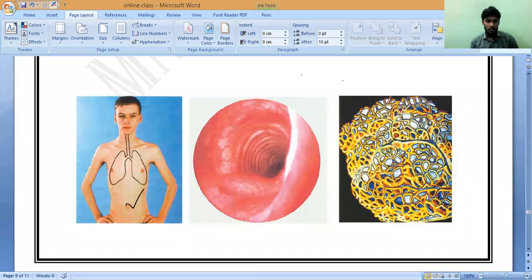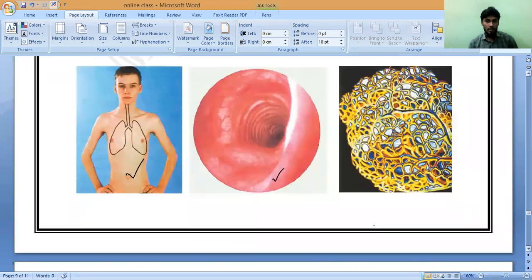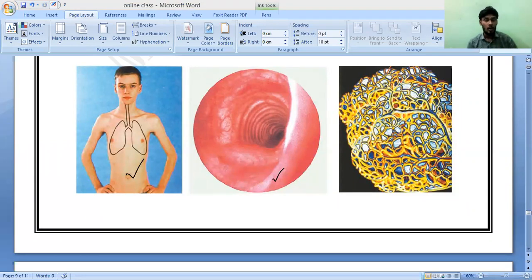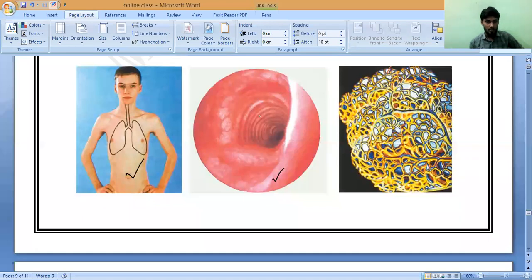What is this picture? Can anybody say? The inner side of the windpipe. The trachea, which has been captured by an endoscope. This is the inside of the windpipe, and this is how that windpipe looks. Do you all understand?